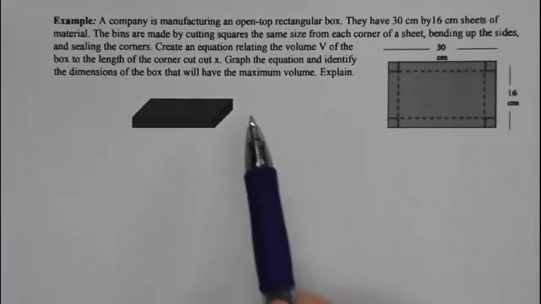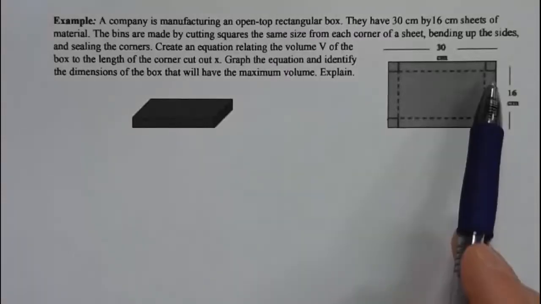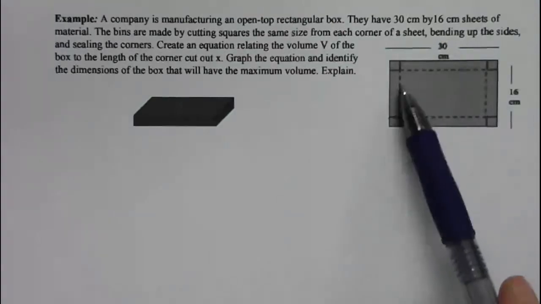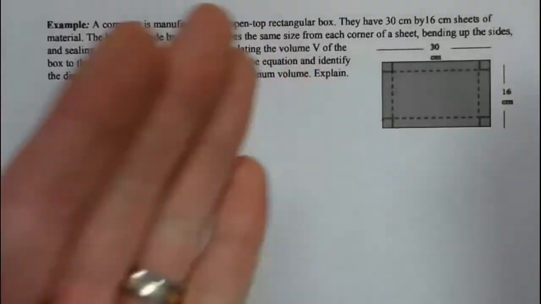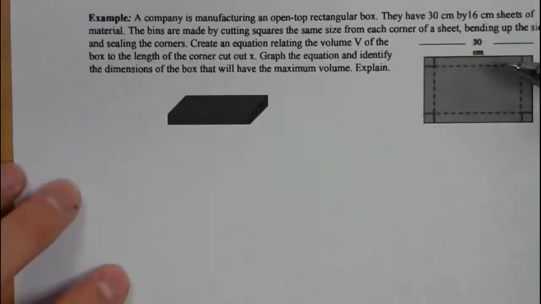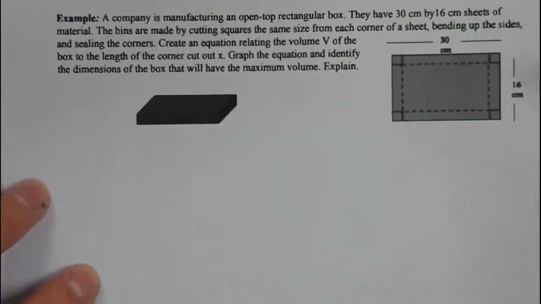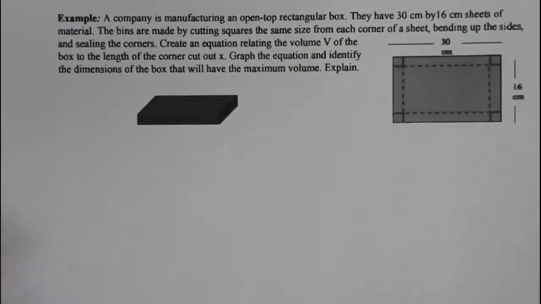For starters, let's think about what is really going on here. In this example, we have a 30 by 16 rectangle. When they cut out each one of these four squares, they're going to fold along the dotted lines. These sides would fold upwards, and these two sides as well. You can see how, without the corners, you could fold it into a box.